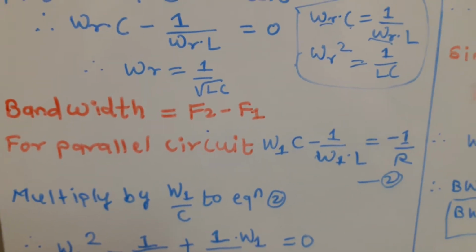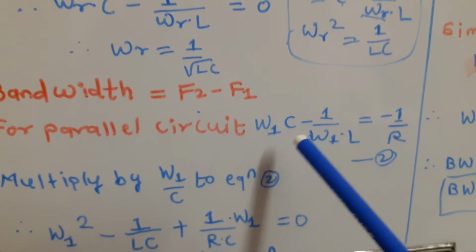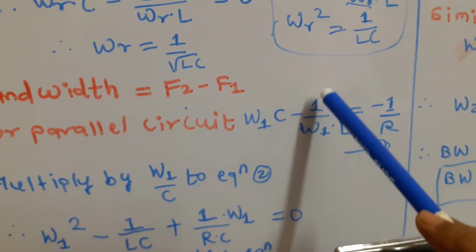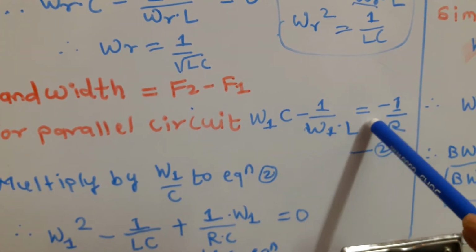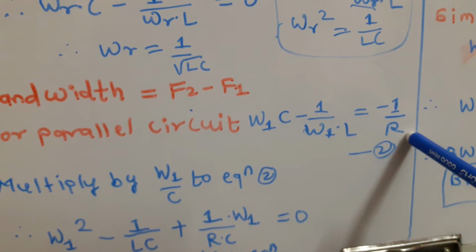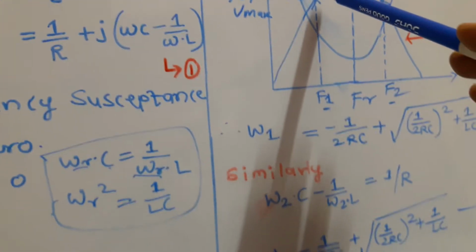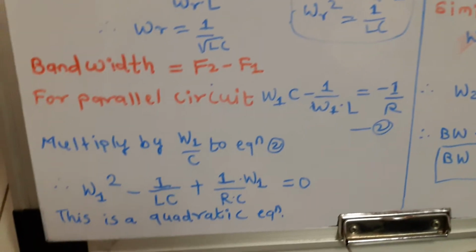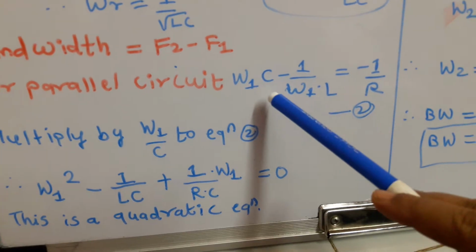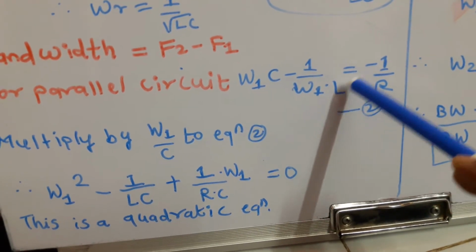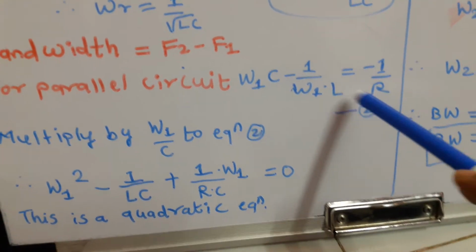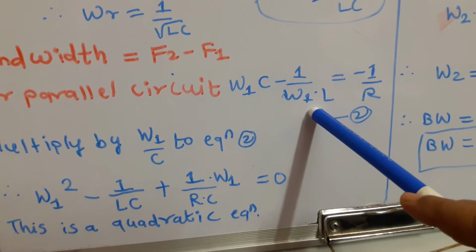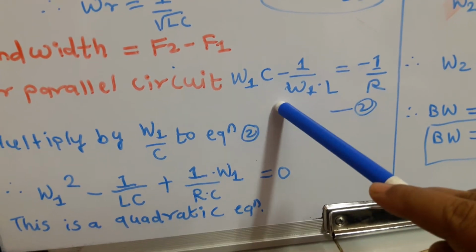From that expression itself we can write down for the parallel circuit, ω C minus 1 upon ω L is equal to minus 1 upon R at the half power frequencies, that is F1 and F2. This is occurring at F1. So we can write down here ω1 C minus 1 upon ω1 L is equal to minus 1 upon R. Now multiply this equation by ω1 divided by C.